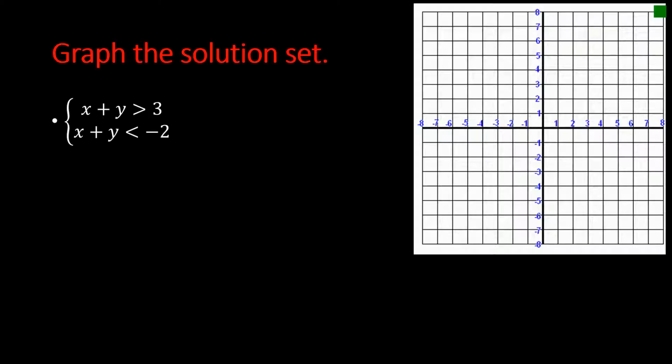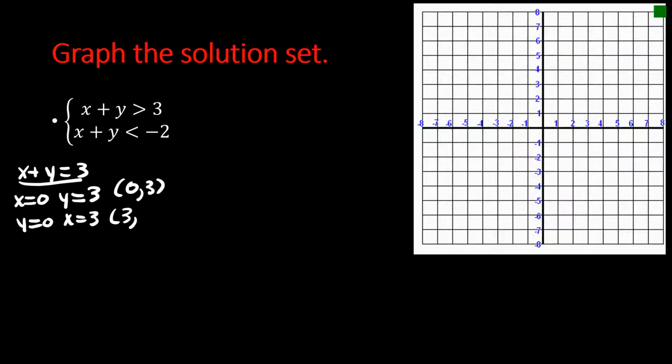Here we have x plus y is greater than 3 and x plus y is less than negative 2. So here we're going to have dashed lines in both of these situations. So let's look at x plus y equals 3. If x is 0, y is going to be 3. And if y is 0, x is going to be 3. So we have 0, comma 3, and 3, comma 0. And we said these are dashed lines.